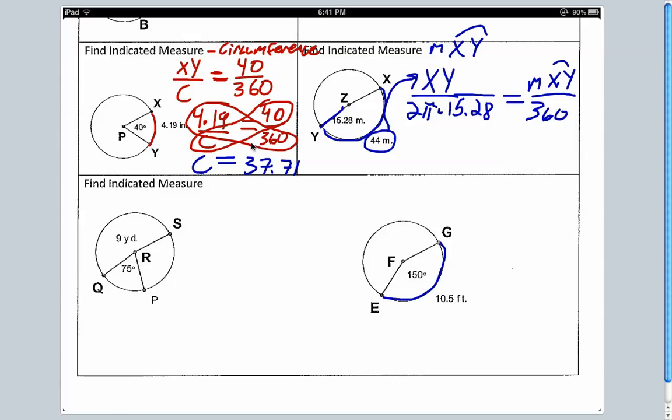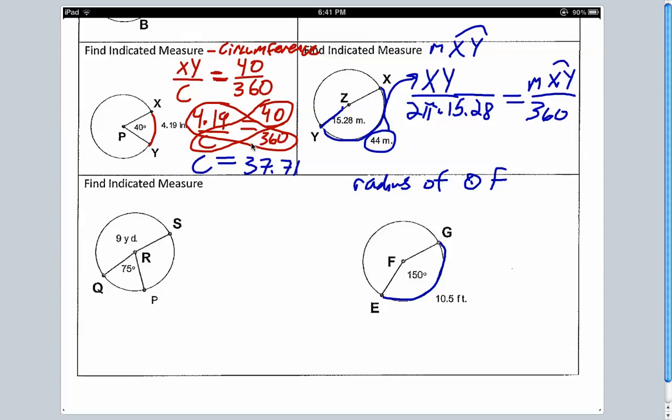In this one I want to find the radius of f. So find the radius of circle f. Okay, find the radius of circle f. Well, I know that I've got the arc measure, I've got the arc length. I think this will be pretty straightforward. Once again, I'll set it up. You can practice your algebra skills.